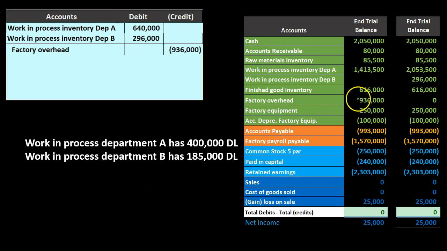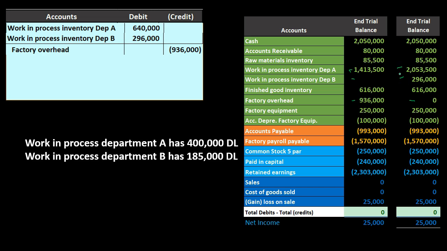So this is going to be our starting point. Then we had the factory overhead at the 936,000. We pulled money out of the factory overhead, which in this case happened to work out perfectly. We took 640,000 applied to Department A and 296,000 to Department B, and applied those out. This is our beginning number. This is our ending number. Factory overhead goes down to 0, and these two items are applied out.